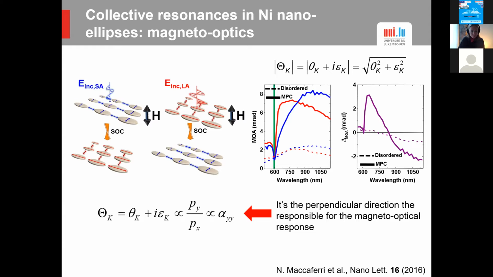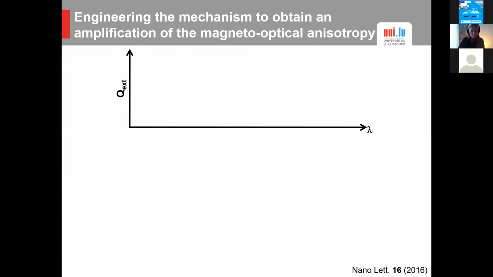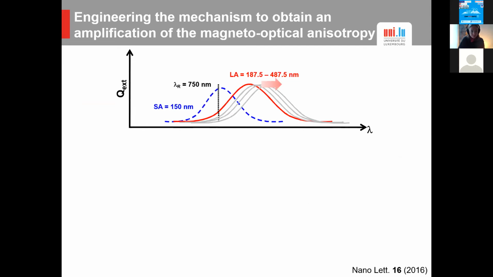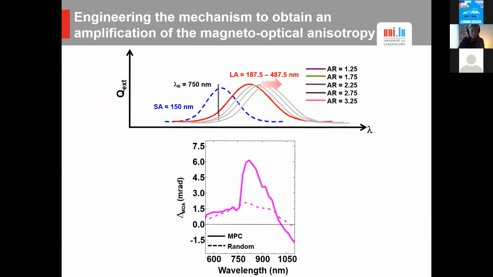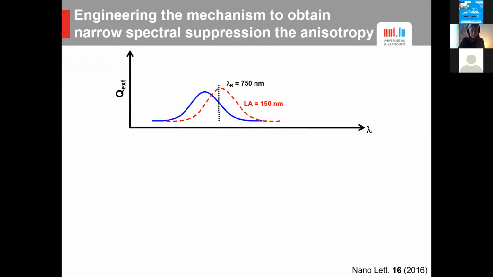And then we can engineer this mechanism, for instance, to amplify the anisotropy. So in this case, we just vary the dimension of the long axis of the ellipses, and you can see that by increasing the aspect ratio, you can increase this anisotropy until a certain point where you reach saturation. And at the same time, this is the experimental proof of the extreme case, that we can actually achieve this experimentally. And then, of course, you can also change the other axis, the short axis.